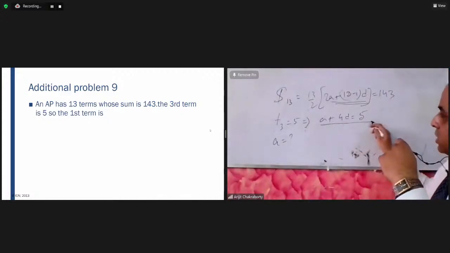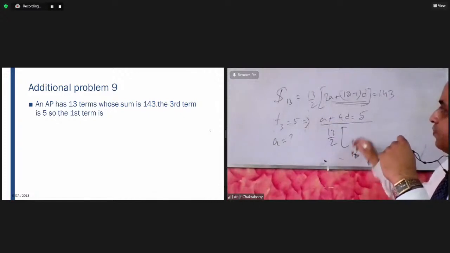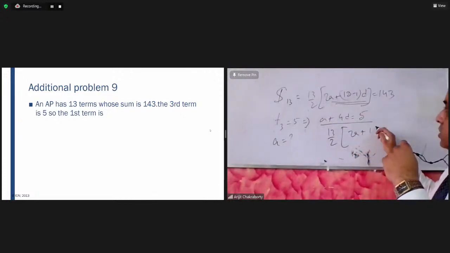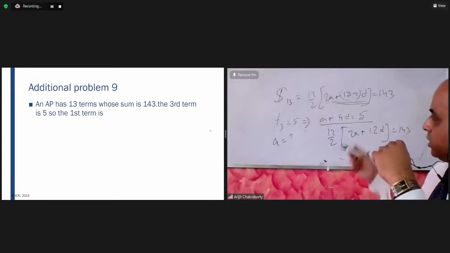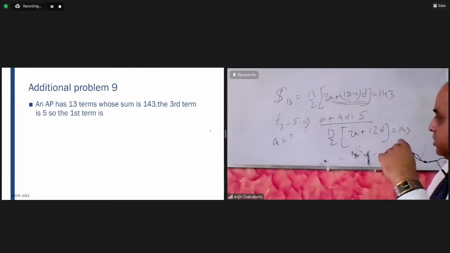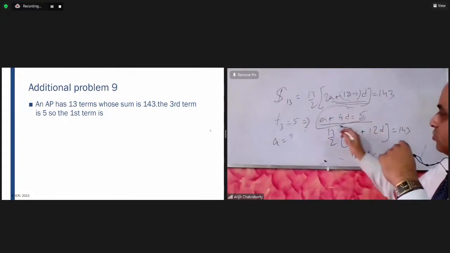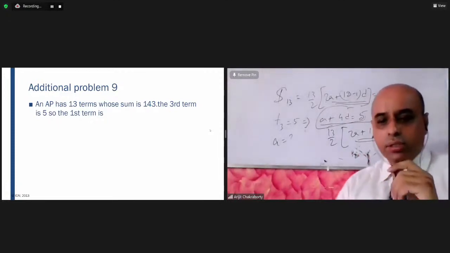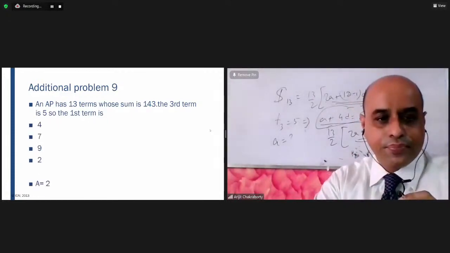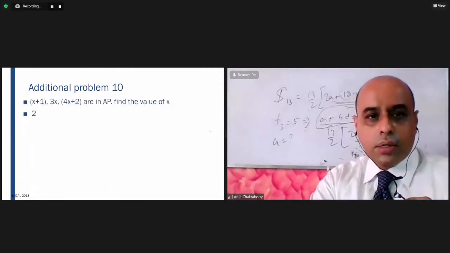Now we know A plus 4D is 5. And in this expression, we are getting 13 by 2, 2A plus 12D is equal to 143. So these are two equations. You can just solve A plus 4D equal to 5 and this one also. From these two equations, you will get the value of A. Value will come to 2.